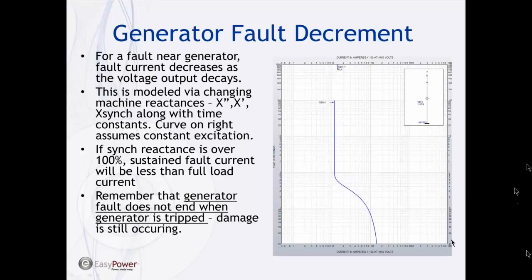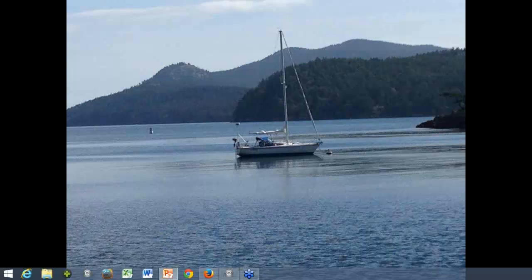Now this curve assumes a constant excitation. In the real world, you may have some type of field forcing, which is going to drive the fault current somewhat higher than this. So this curve will look the same, but it's going to drop down this way. Instead of going all the way down, it'll be higher. And we can take a look at that in EasyPower here. In fact, we'll go ahead and do that now. Let me jump.